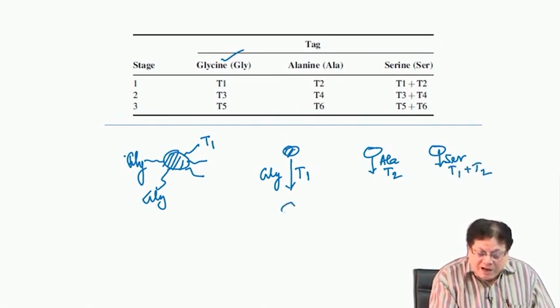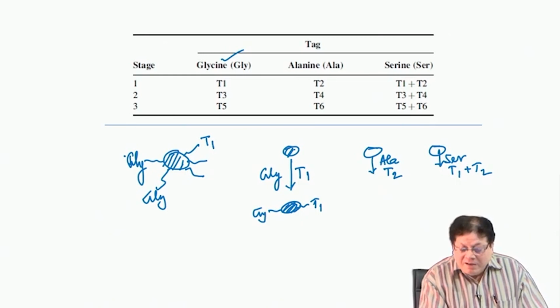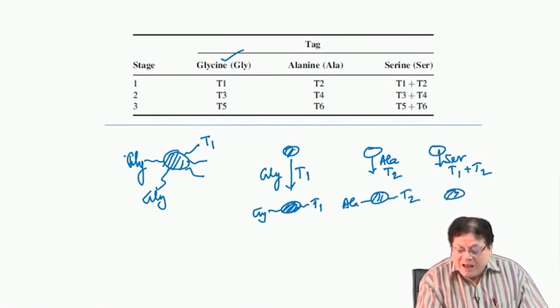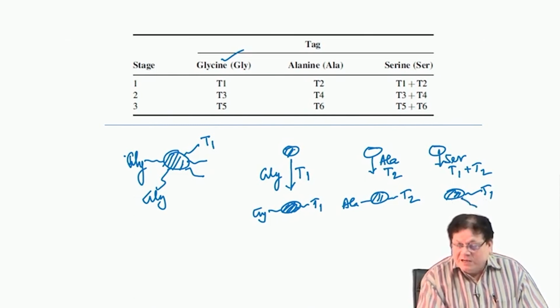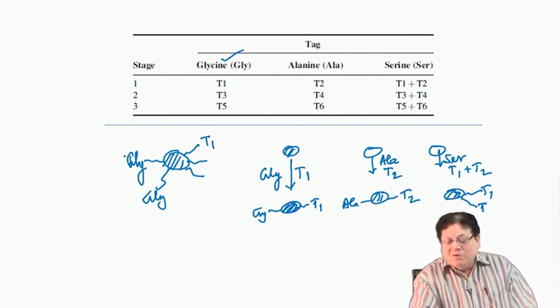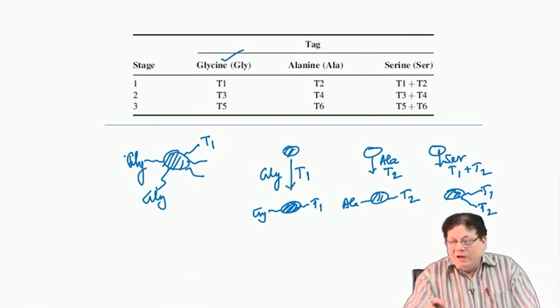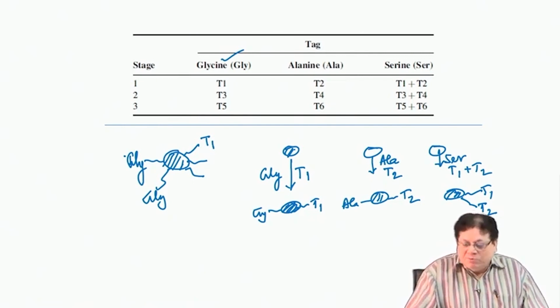So, what will happen here, the bead will have glycine and then T1, and this bead will have alanine and T2, and this bead will have both, because there are different valency sites for the tagging. So, tagging sites are also quite a few on the bead. So, you will have T1 attached, or it could be T2 attached to some of the sites.